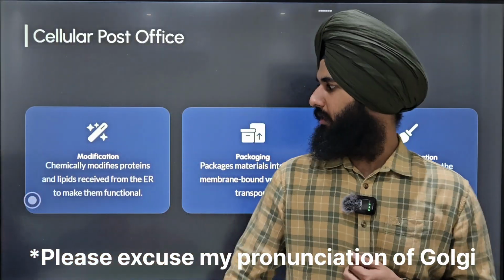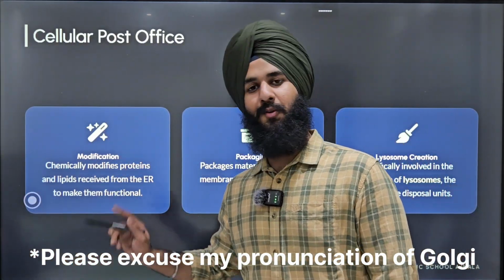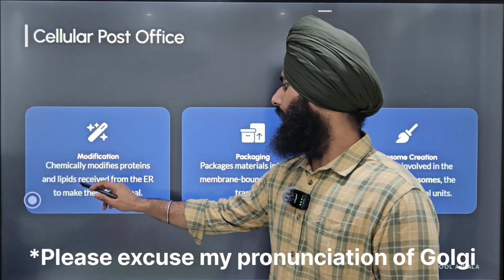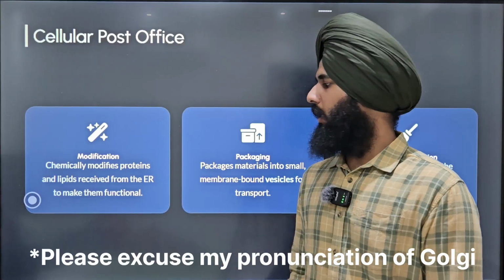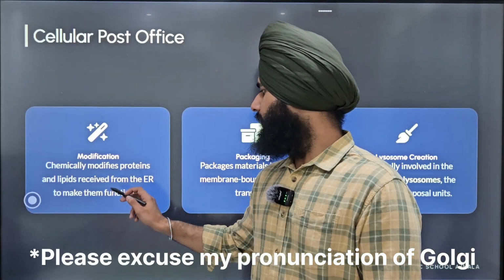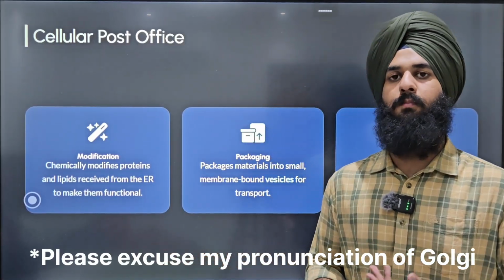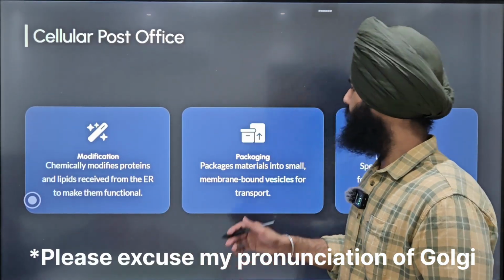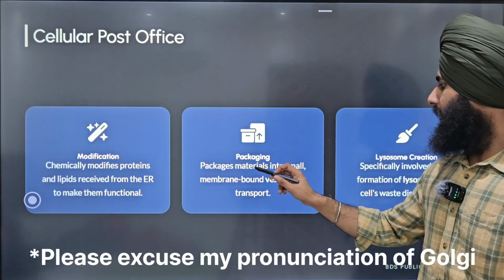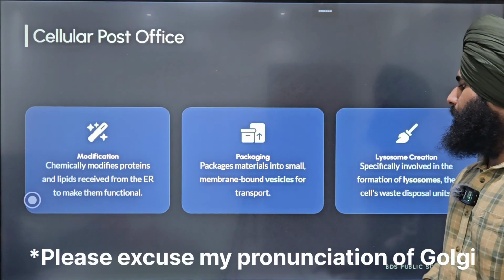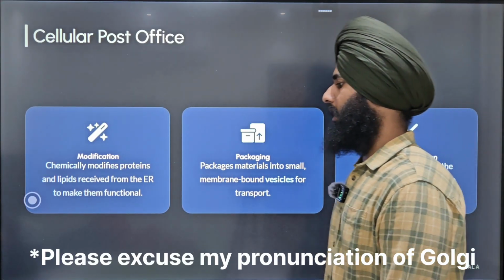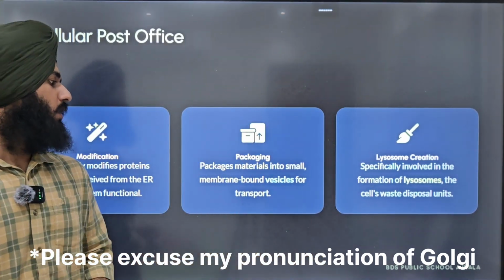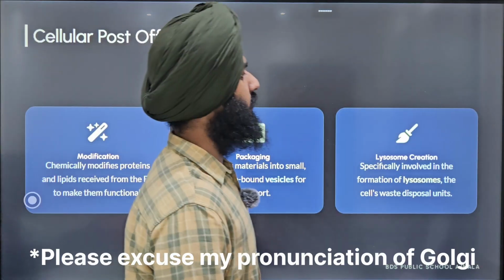So let's see what this does. Modification: the first process, as we discussed, is that it chemically modifies the proteins and lipids received from the endoplasmic reticulum to make them functional, converting them into a usable format for the cell. Packaging: it packages materials into small membrane-bound vesicles, which are easier to transport.